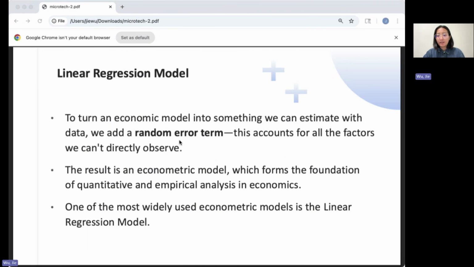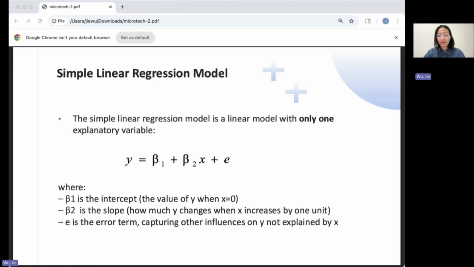The most widely used econometric model in both research and industry is the linear regression model. And we can see that not just in business and economics, but also in areas like the medical industry and so on. Let's focus on the simple case now. This is the simple linear regression model.